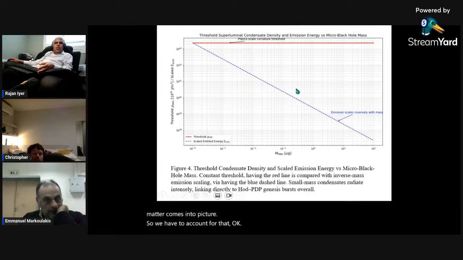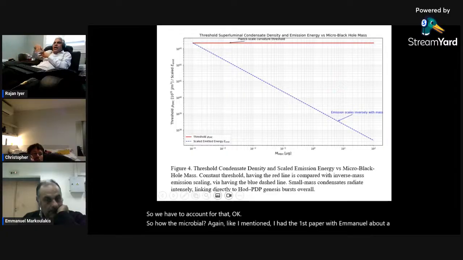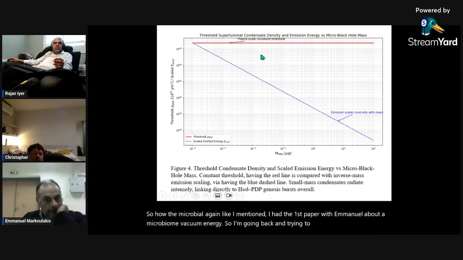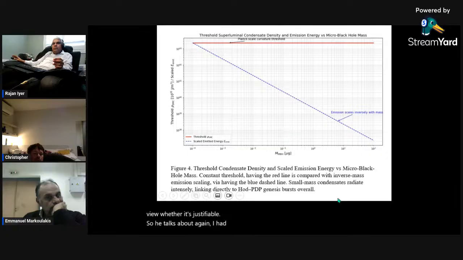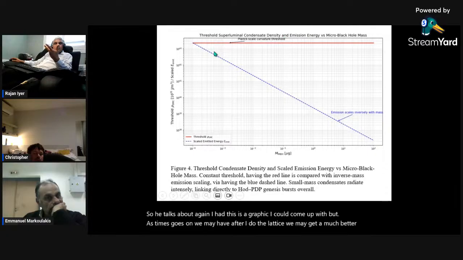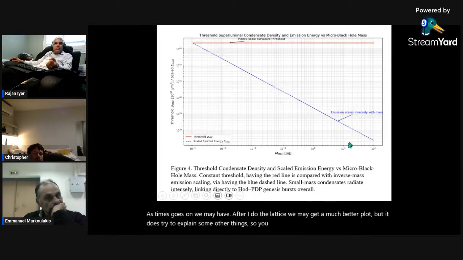So how the micro black hole, again, like I mentioned, I had the first paper with Emmanuel about micro black hole vacuum energy. So I'm going back and trying to justify that from this point of view, whether it's justifiable. This is a graphic I could come up with, but as time goes on, after I do the lattice, we may get a much better plot, but it does try to explain some other things. So you have the emission rate inversely with mass. So essentially, condensate density and scale emission energy versus micro black hole mass.